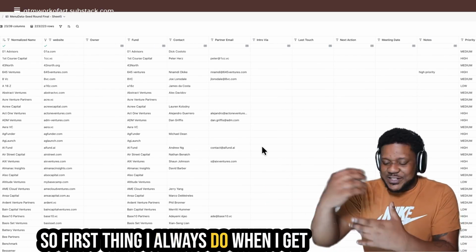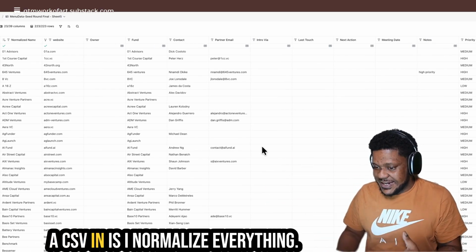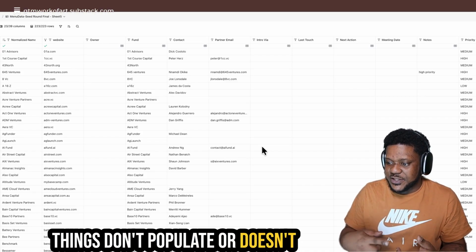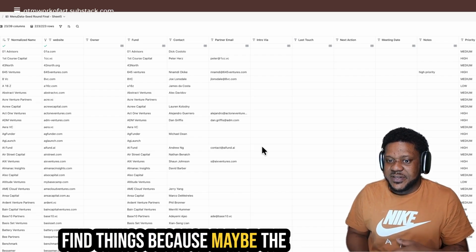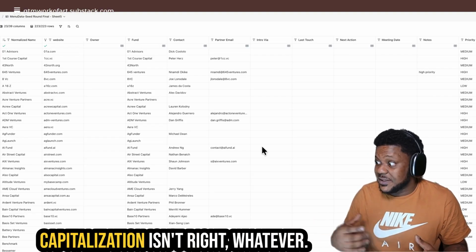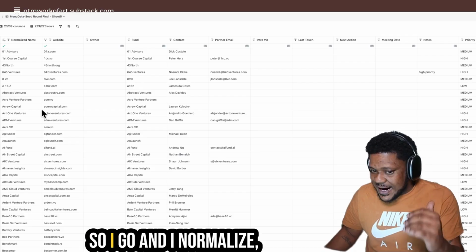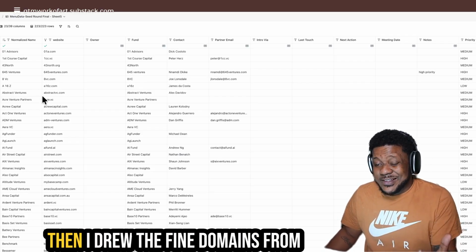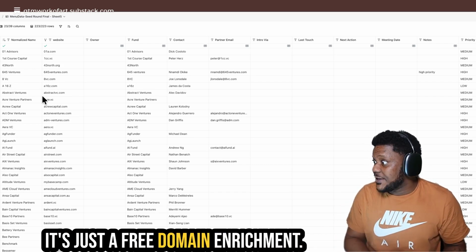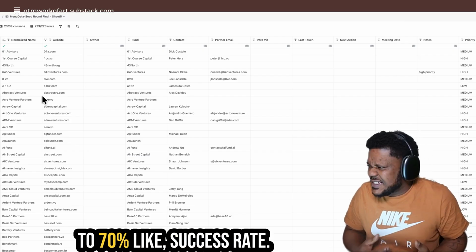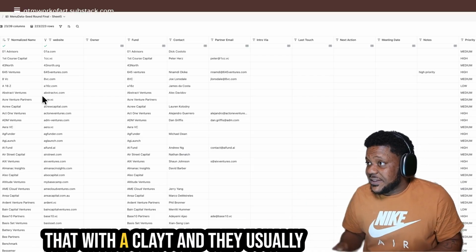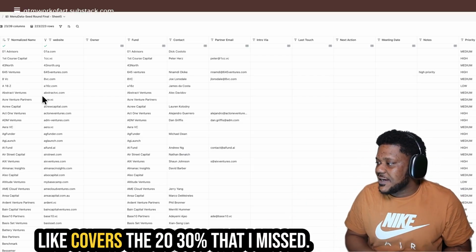The first thing I always do when I get a CSV is normalize everything. A lot of times things don't populate or don't find things because maybe the naming convention's wrong, or the spelling isn't right, or the capitalization isn't right. So I normalize all of these things. Then I do the find domains with Clearbit, which is free on Clay. It's just a free domain enrichment, and it has about a 60 to 70% success rate. Then I layer that with another provider, and that usually covers the 20, 30% that I missed.